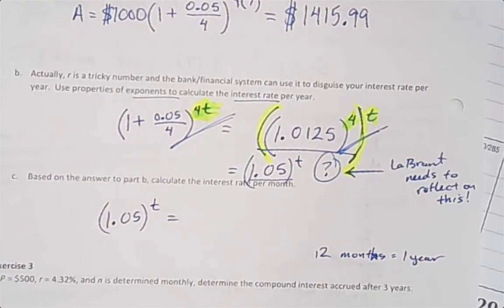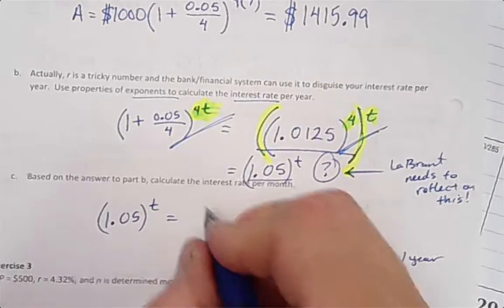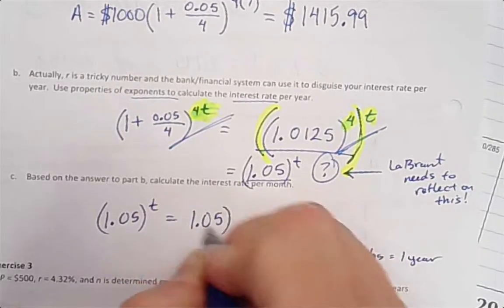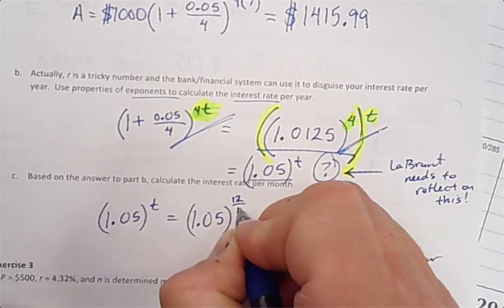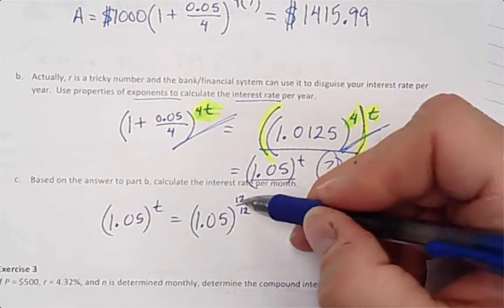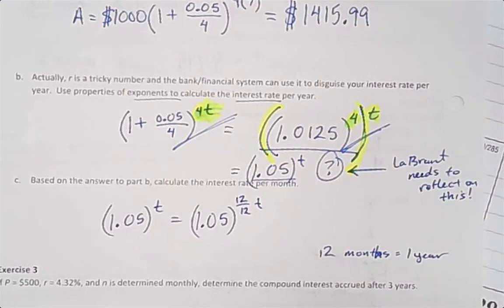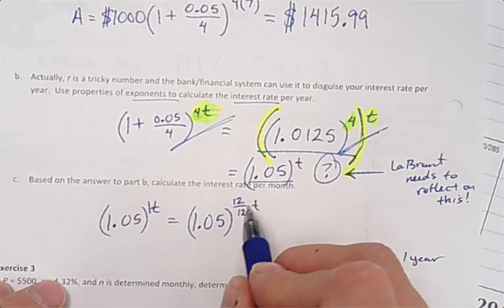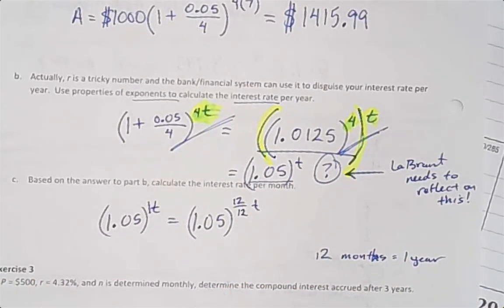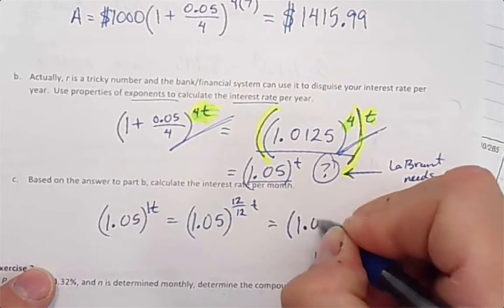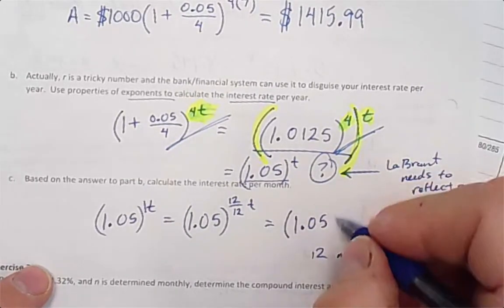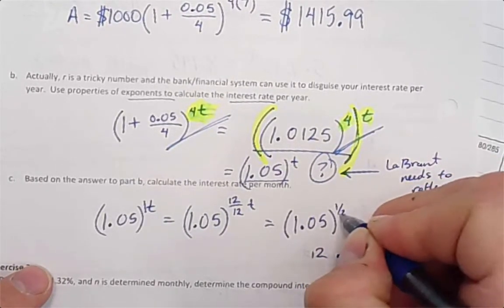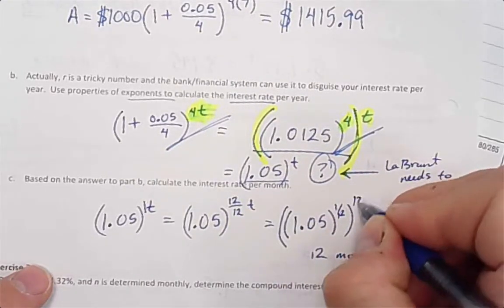So if I think about taking that exponent and raising it to the power of 12 over 12t, 12 months per year. So I have to think about how this is currently 1 year, and there are 12 months in a year. So I have to multiply but also divide at the same time. So I'm looking for 1.05, check this out, to the power of 1/12, to the power of 12t.